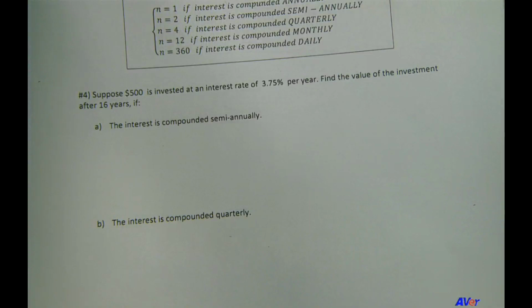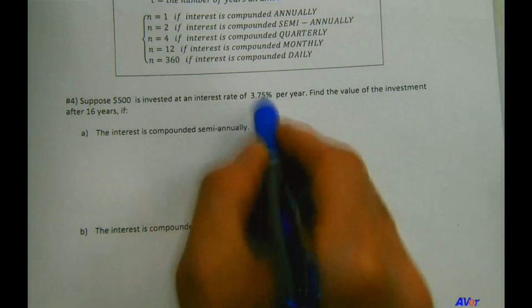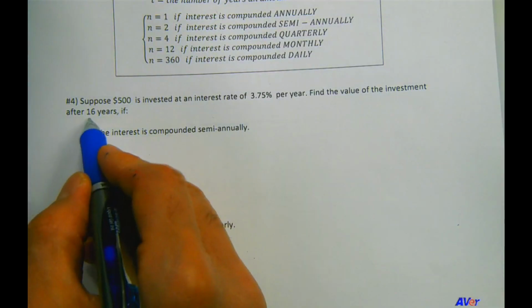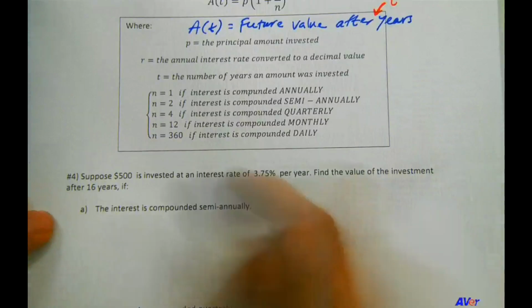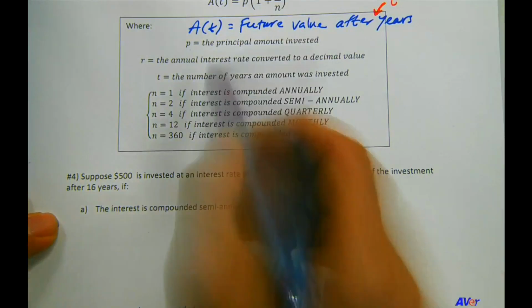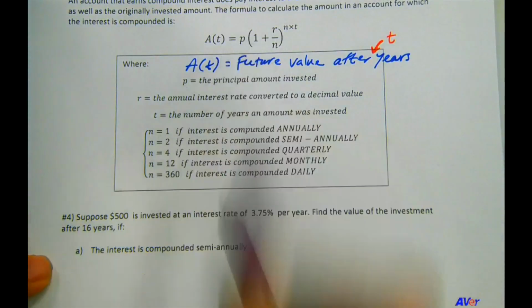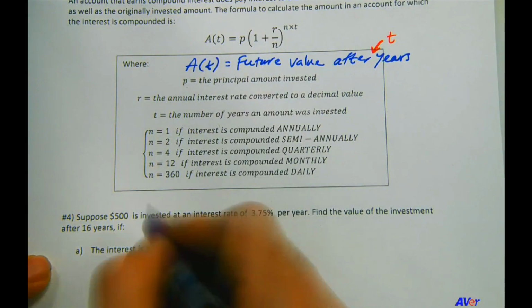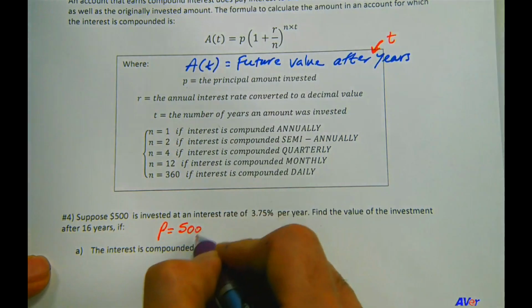It says, suppose $500 is invested at an interest rate of 3.75% per year. Find the value of the investment after 16 years. Okay, that gives us a lot of good information, right? So in this formula, as you read this sentence, what are the different variables? So P, what is P according to this information? The P is the principal, which is $500.